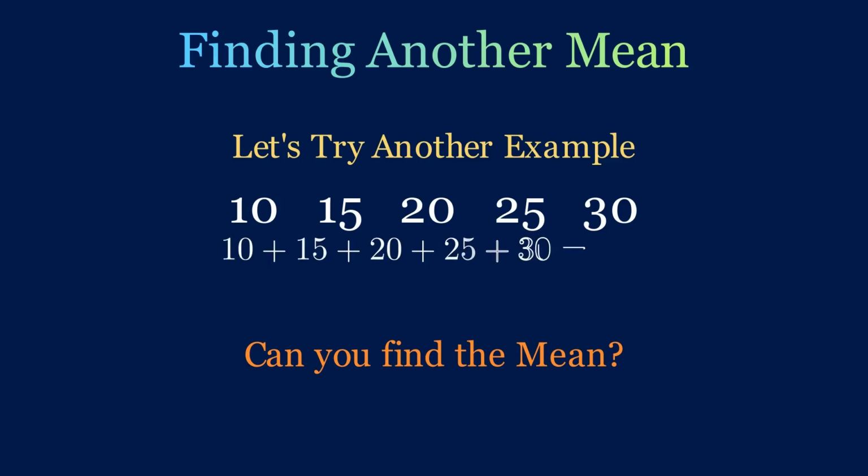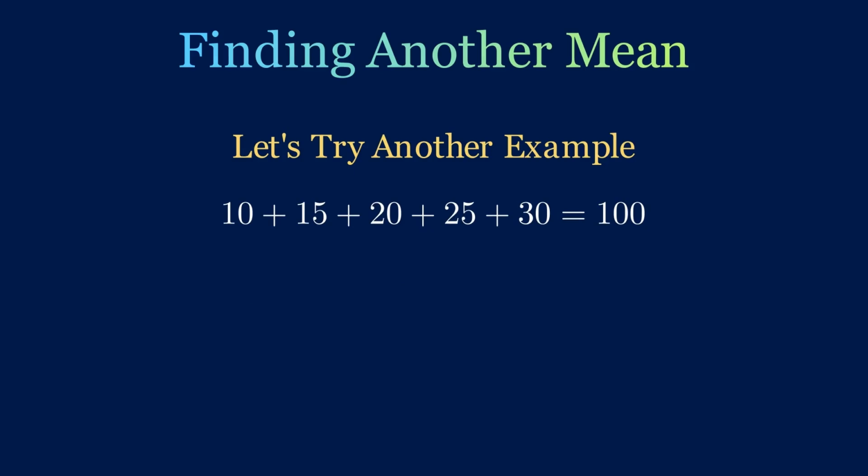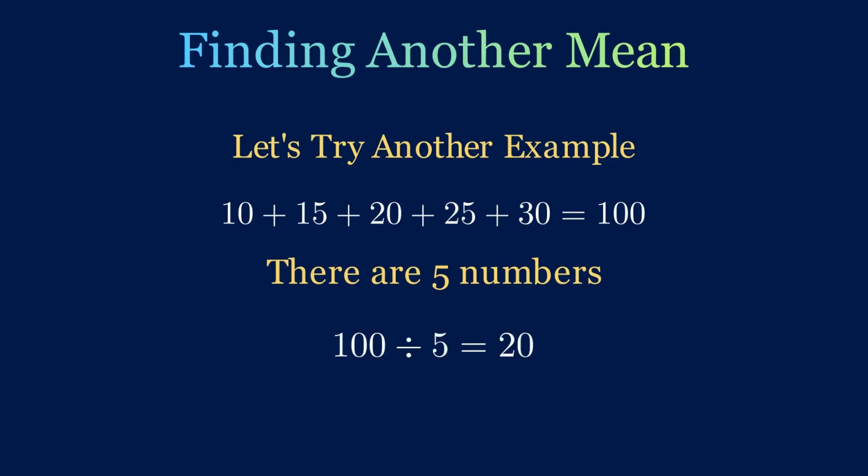First, add all the numbers together. 10 plus 15 plus 20 plus 25 plus 30 equals 100. Now count how many numbers there are. There are 5 numbers. Next, divide the total by the number of values. 100 divided by 5 equals 20.